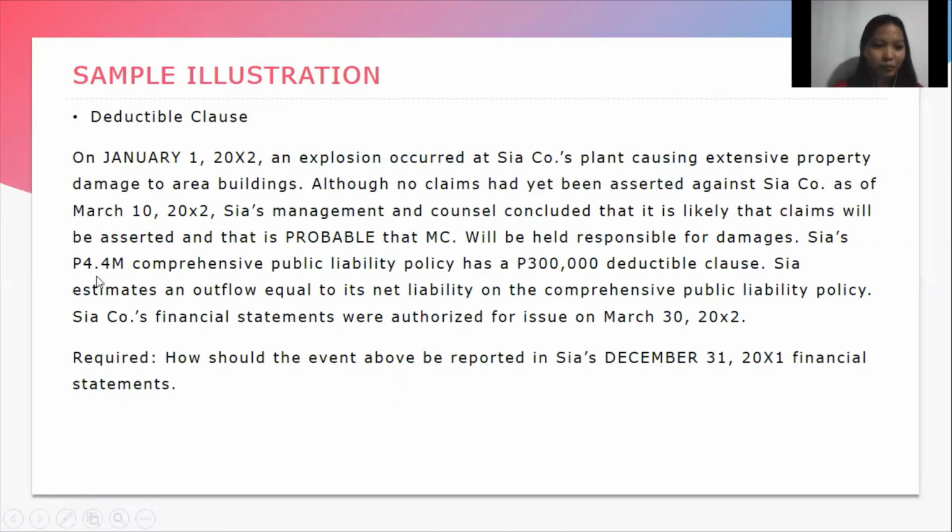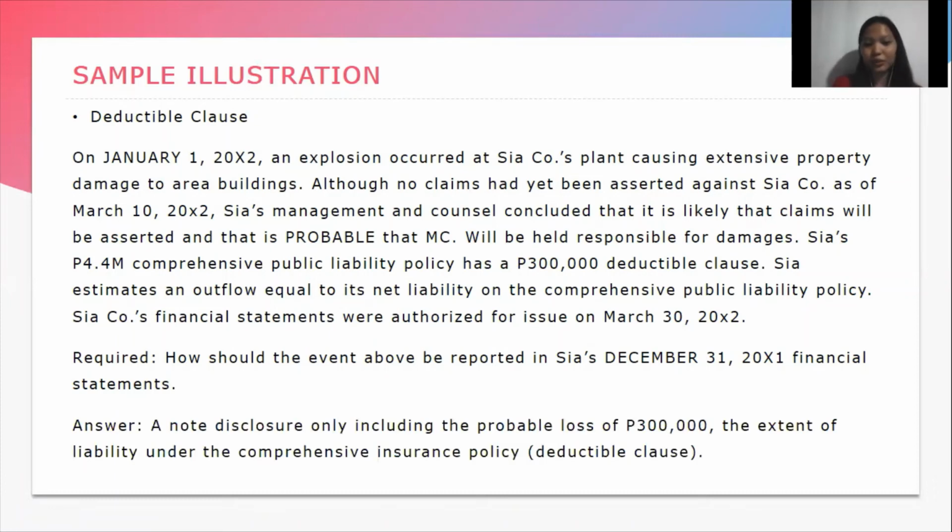CIA's 4.4 million comprehensive public liability policy has a 300,000 deductible cost. CIA estimates an outflow equal to its net liability on the comprehensive public liability policy. CIA's financial statements were authorized for issue on March 30, 20X2. How should the event above be reported in CIA's December 31, 20X1 financial statements? So answer is a note disclosure only, including the probable loss of 300,000 since yan yung deductible cost natin.